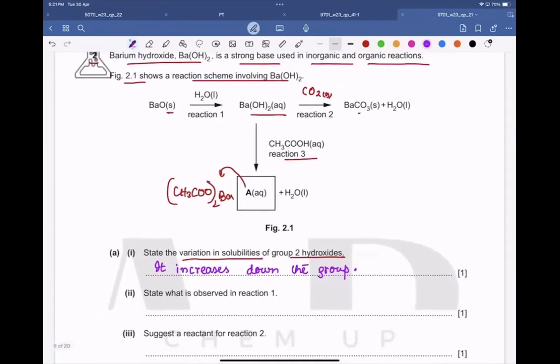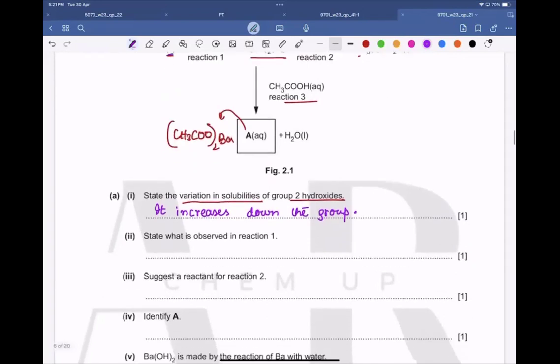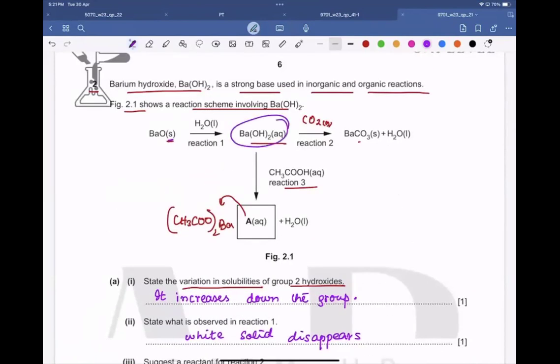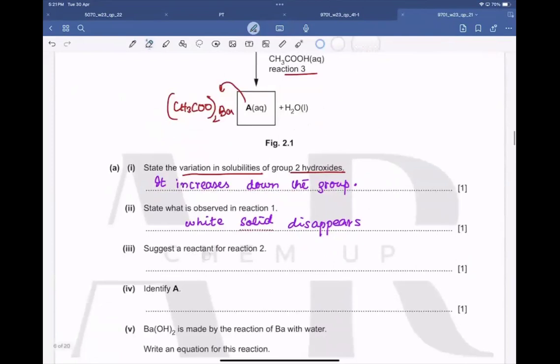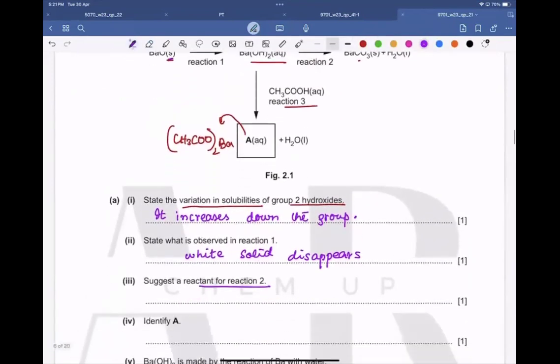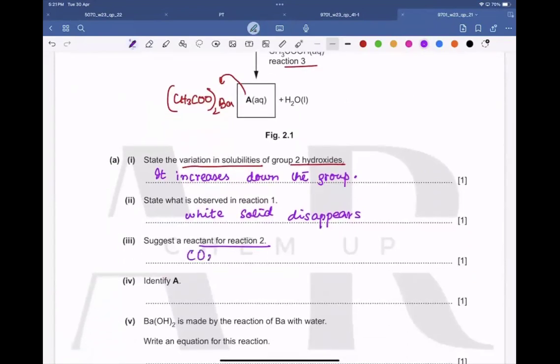So if we see reaction 1, it's a solid. And it's a group 2 solid, so group 2 compounds are white, right? So the white solid disappears, because in reaction 1 we are getting only aqueous. Okay, so that is just a reactant for reaction 2. So what we have decided for reaction 2, the reactant would be carbon dioxide.